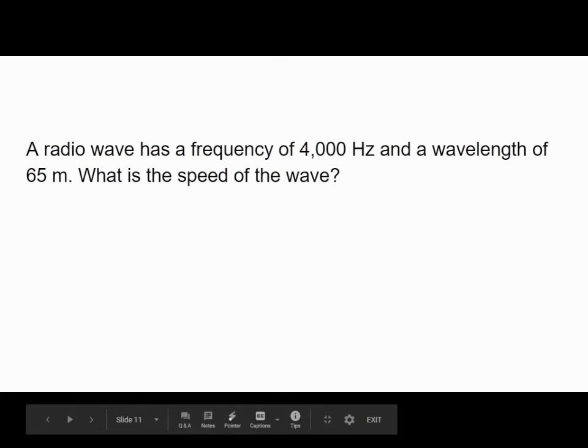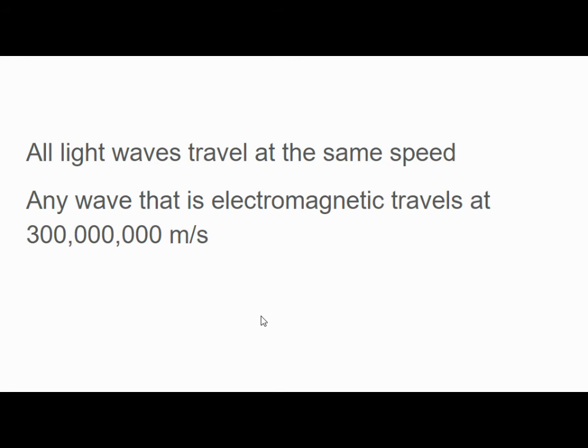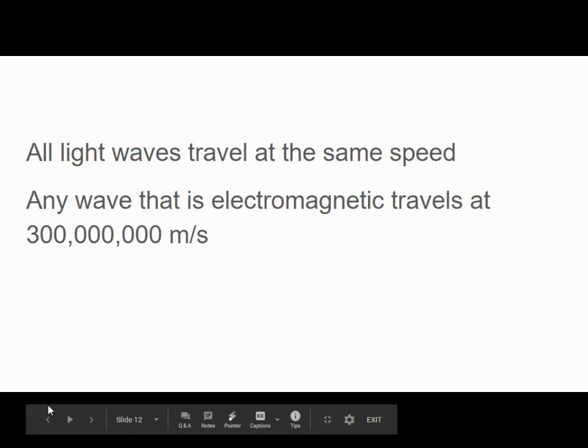So in this case, we're going to multiply 4,000 by 65 for our answer of 26,000 meters per second for a radio wave. That's why you're able to hear the DJ as you listen to the radio. So all light travels at the exact same speed. So our electromagnetic waves travel at 3.0 times 10 to the 8th power meters per second, or 3 million meters per second.